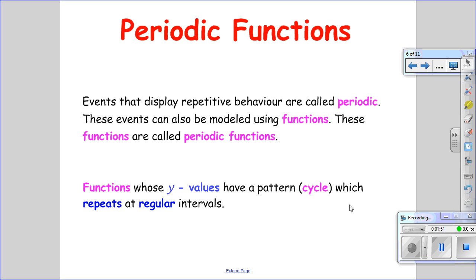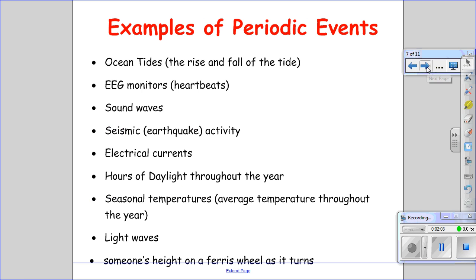We're going to talk today about periodic functions, which are functions that display repetitive behavior. So something that keeps occurring over and over and over again, follows a pattern. The y values are unique for every x. So they'll have a pattern which is called a cycle that repeats at regular intervals. Examples of periodic events: ocean tides. The tide goes in, the water level goes down, and then as the tide goes out, the water level rises again. So if you're looking at time versus height of the water in the ocean, that's going to be periodic.